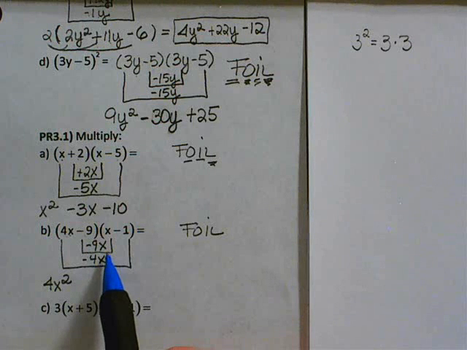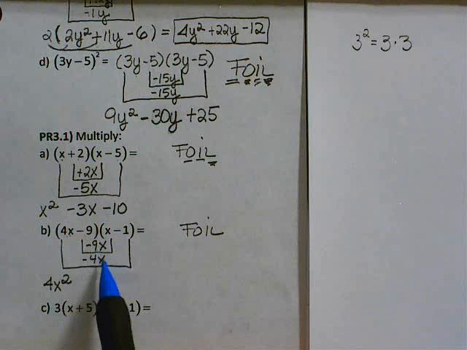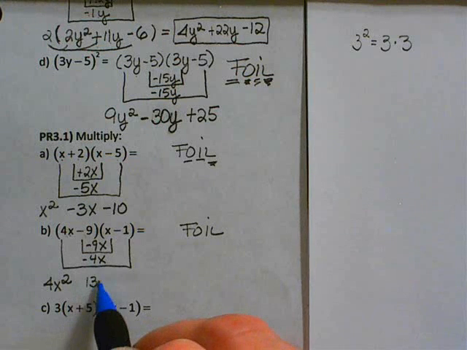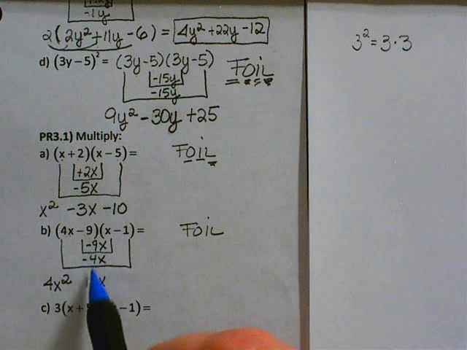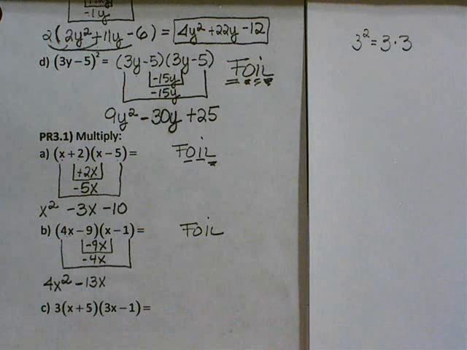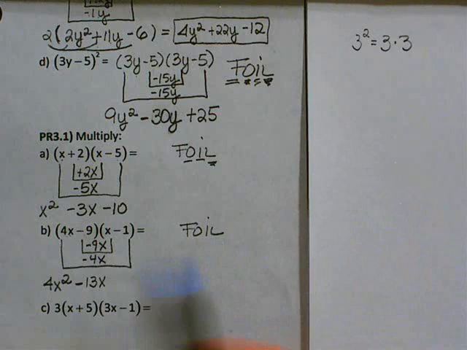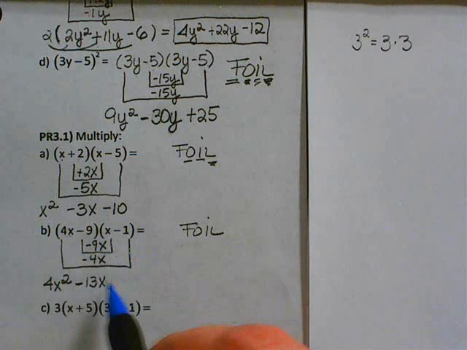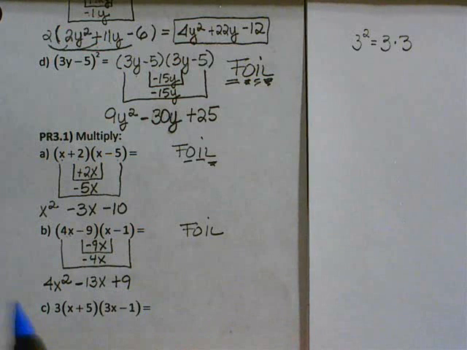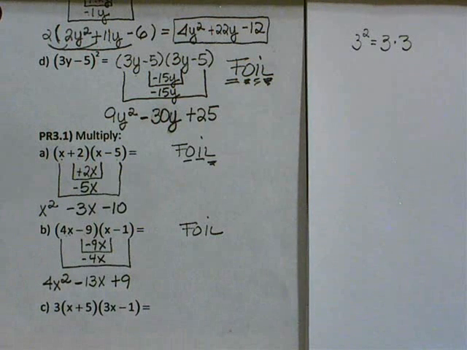I combine them. So negative 9, negative 4, signs are the same. You would add, gives you 13x, and you use the sign of the biggest, which is negative 9, negative. And then we do the last times last. Negative 9 times negative 1 is positive 9. And that's our answer. Okay, let's go on to the letter C.